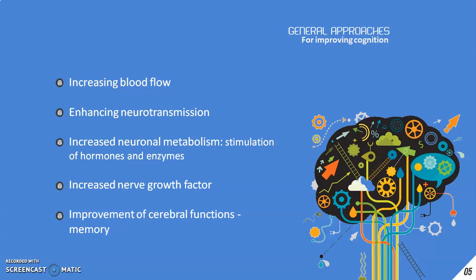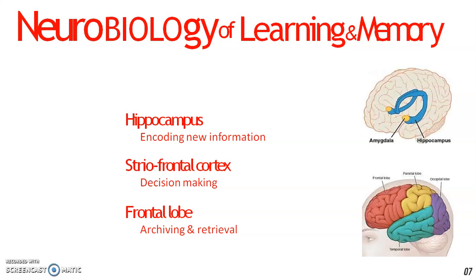And another is improvement of cerebral functions. If the cerebral region gets a continuous supply of blood, memory enhancement can be seen, because this is the site where memory gets stored. So these are the general approaches for improving cognition. Here we have seen 5 approaches. Our drugs may come under one of the 5 approaches, where they can show the nootropic response.